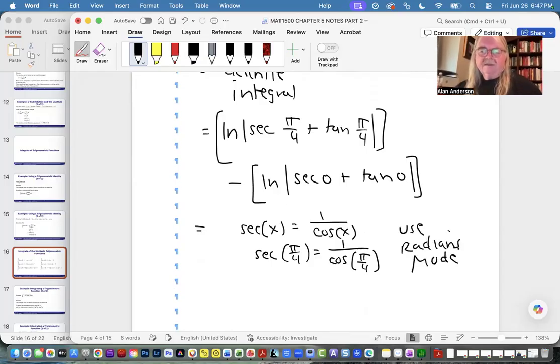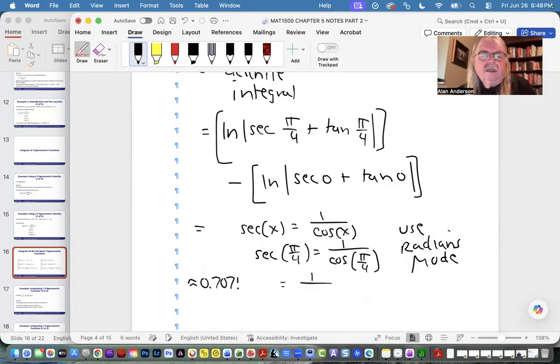It's so easy to forget about that. So take a look. Mode, I've got it in radians. Okay, good. So the cosine of pi over 4 is, okay, now it says here 0.7071. I'm pretty sure that's the square root of 2. Let me just confirm that. Oh, no, sorry, it's radical 2 over 2.